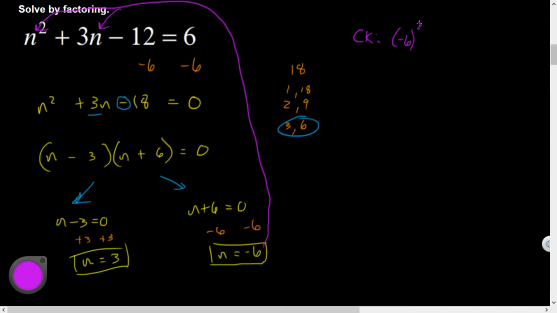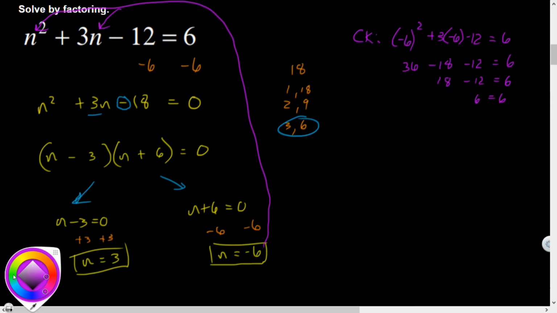So let's see, negative 6 all squared plus 3 times negative 6 minus 12, is that the same as positive 6? So negative 6 all squared is 36 minus 18 minus 12. 36 minus 18 is positive 18, minus 12, and 18 minus 12 is 6. 6 equals 6. Guys, we found a solution. And there are two solutions. You could check the 3 on your own time, though.